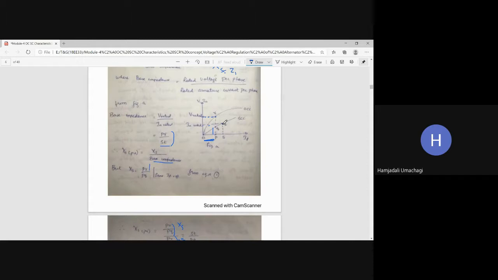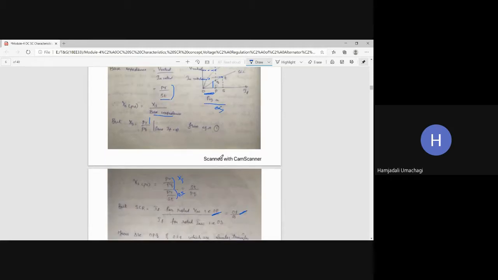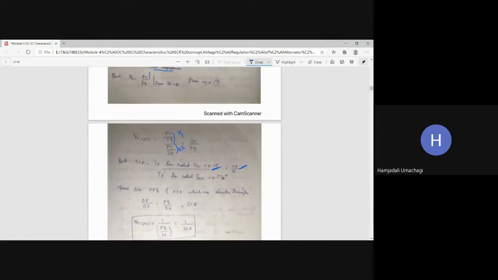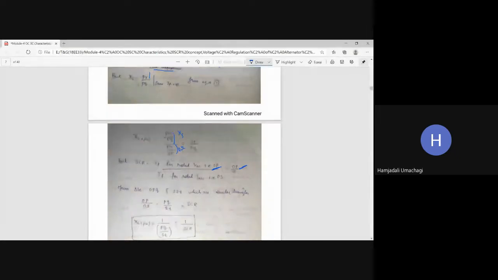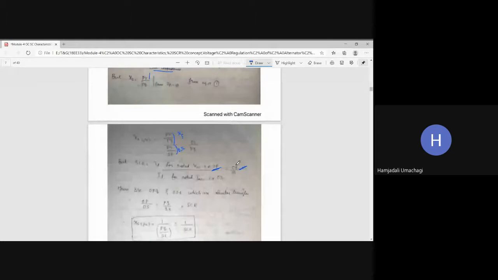Similarly, for rated current ST, this is my rated current, which is ST. To get this ST rated current, how much is the field you want? Lakshmi, how much field you want? Yes or no? Yes, you want field. So now as per SCR definition, it is OP by OS.